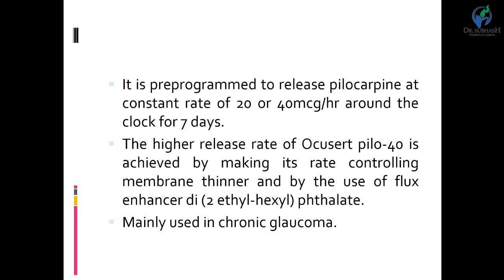So in the Pilo 20 and Pilo 40, the dose is 20 and 40 microgram per hour, and it goes for 7 days of release. So that constant release we have to find out: 20 microgram per hour or 40 microgram per hour of pilocarpine, at a programmed rate to release the pilocarpine drug.